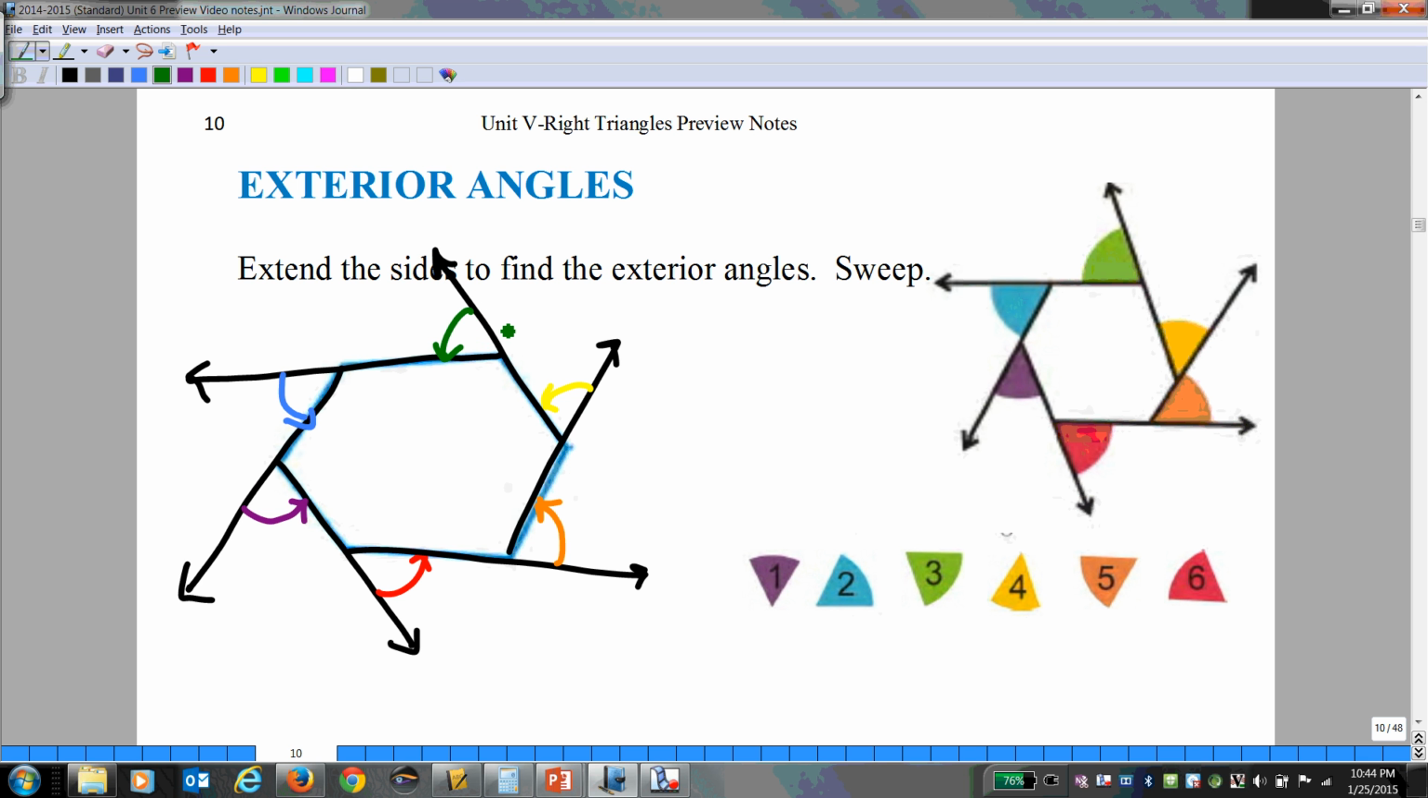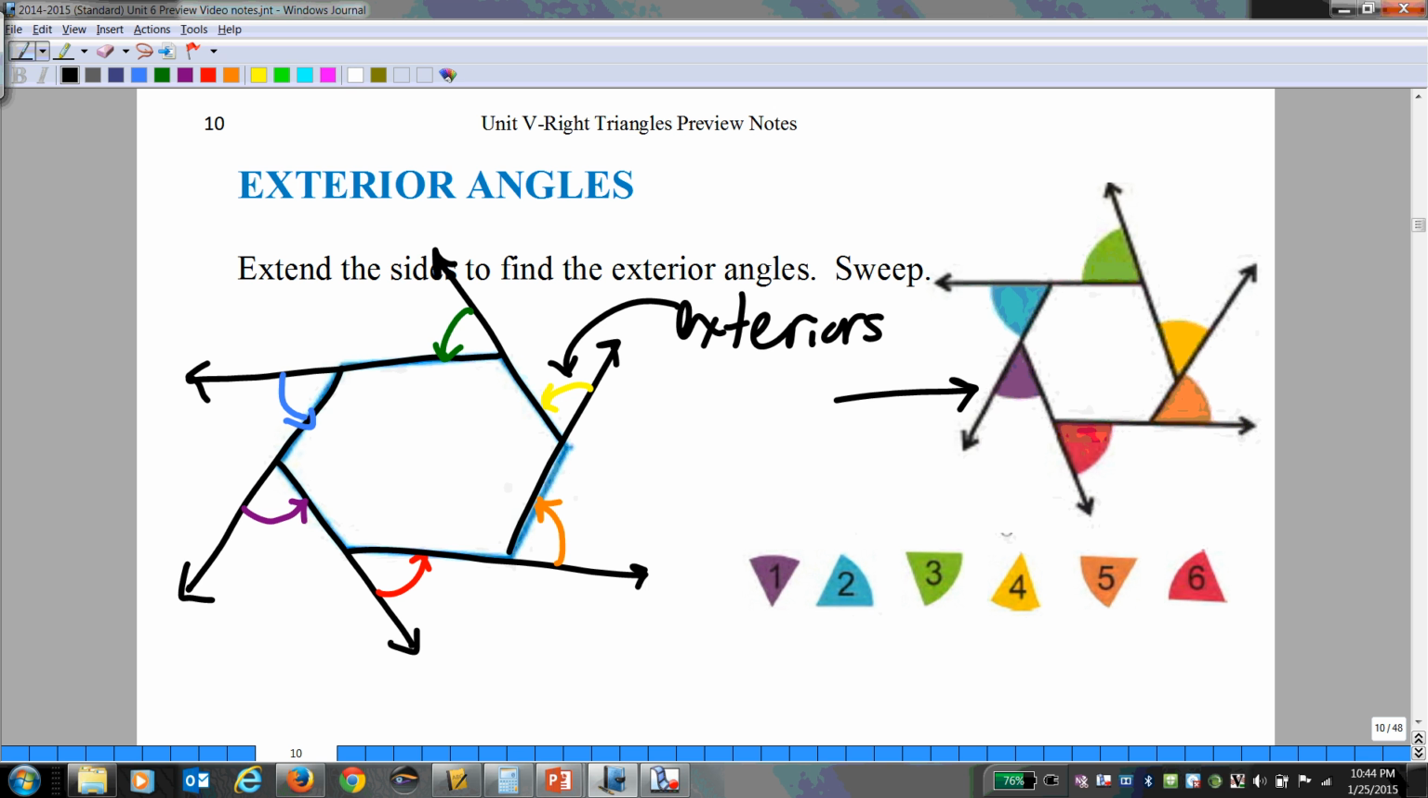All of these angles that you swept are called exterior angles. They're the angles created when you extend the sides. Exterior angles. Those are all called exterior angles. We have an illustration of the exterior angles right here.